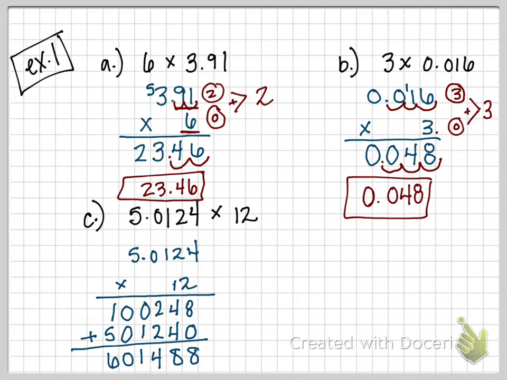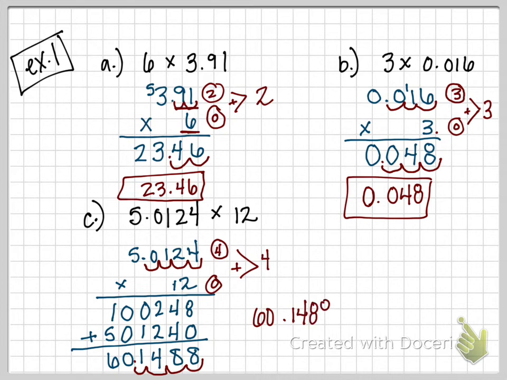My last step is then to look at my decimal points and figure out how many I need to move it. Hudson, how many am I going to move it in my answer? 4. This was 4. And how many numbers do I have to the right of the decimal point in 12? 0. So I need to move it a total of 4 places in my answer. 1, 2, 3, 4. So I get 60.1488.